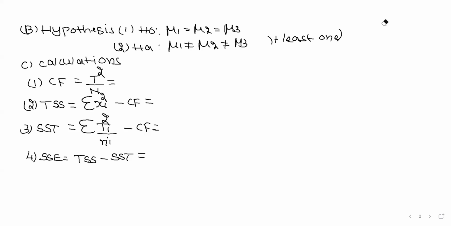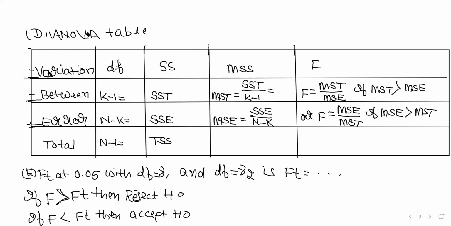Yes. Now you can find out SSE, the TSS minus SST value you can write. The next is the ANOVA table you have to form. Look here, the ANOVA table. Whatever values you have already calculated, you have to enter here. The variation: between, error, total. The degrees of freedom for between is K minus 1. K means the number of groups, minus 1. And the groups are 3, so 3 minus 1, 2 will be there.